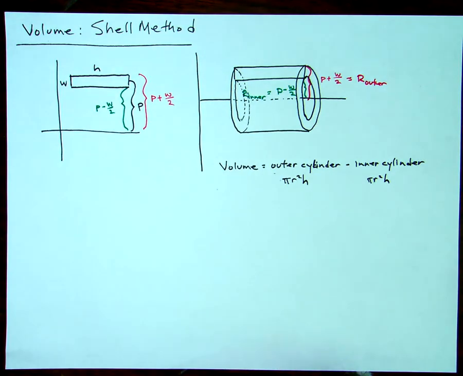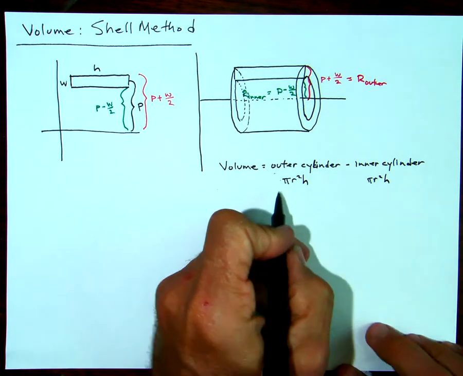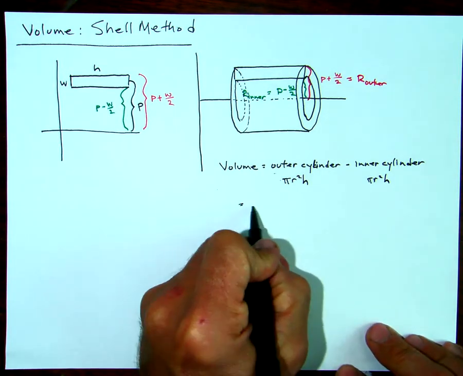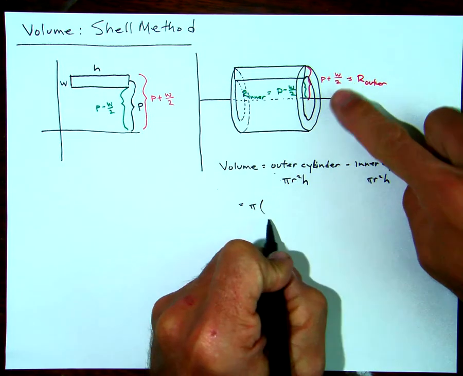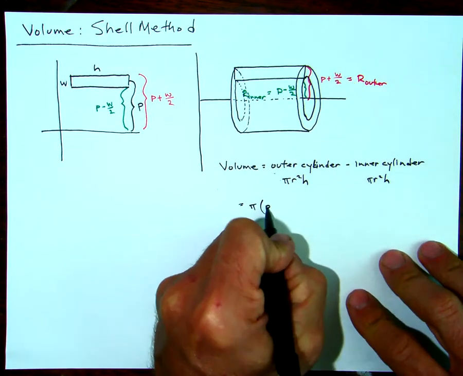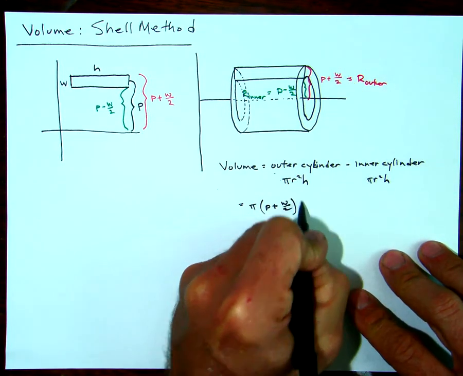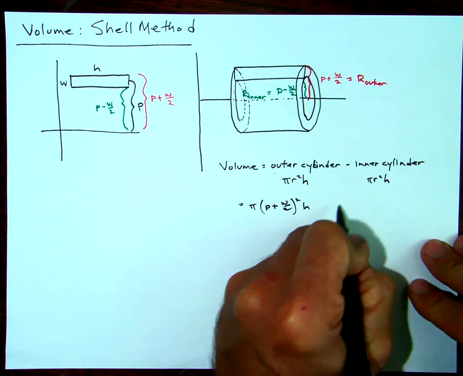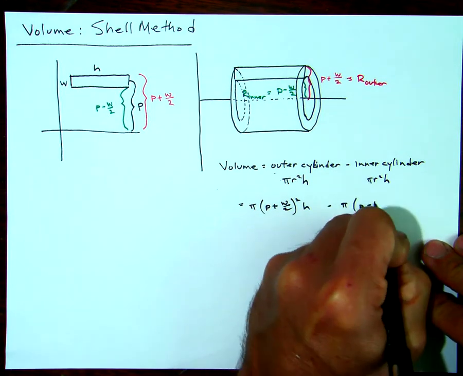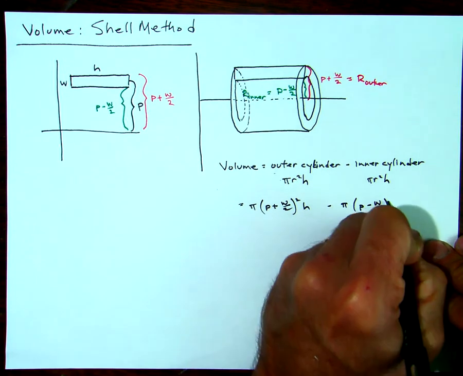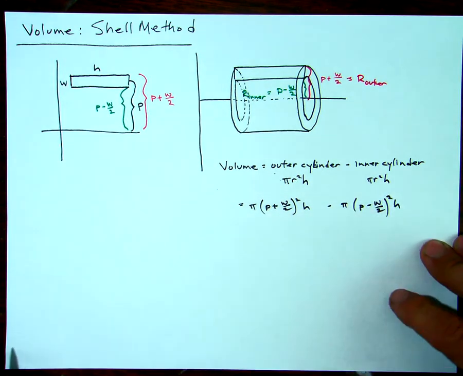So let's go ahead and plug those in and see what that gives us. This is going to be pi times the outer radius, P plus W over 2, squared, times h, and we're going to subtract from that pi times P minus W over 2, squared, times h.